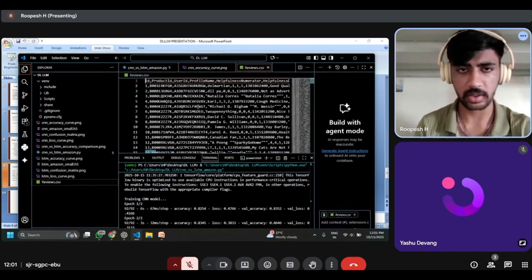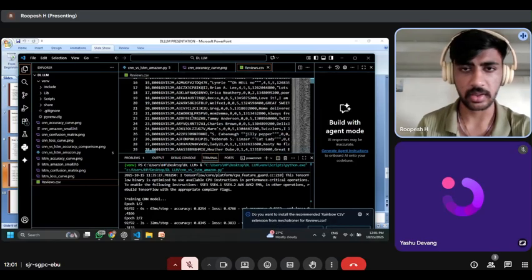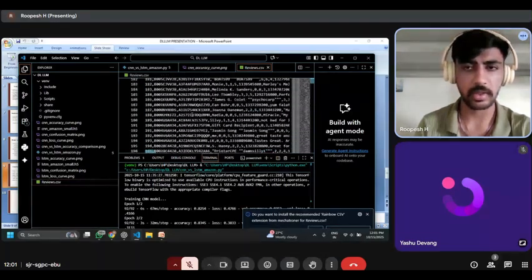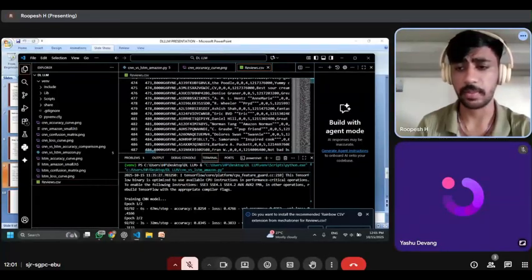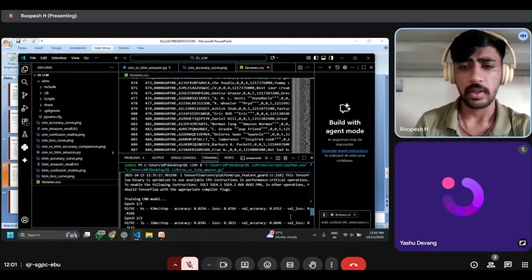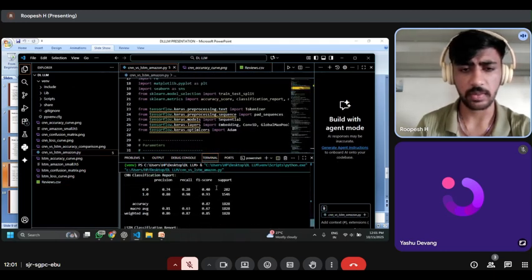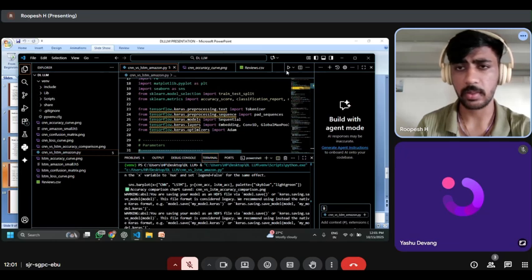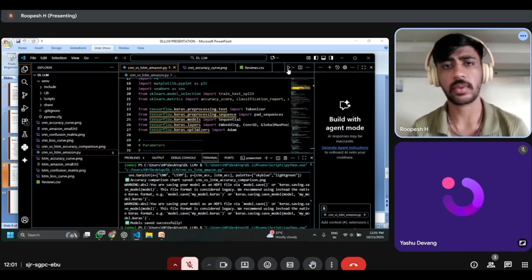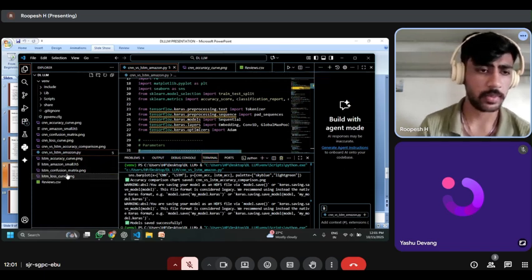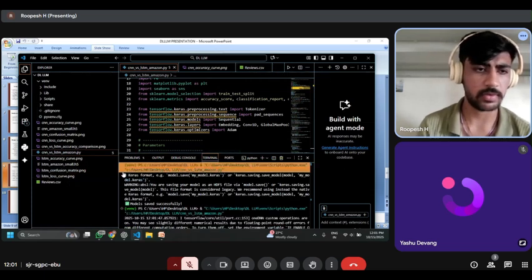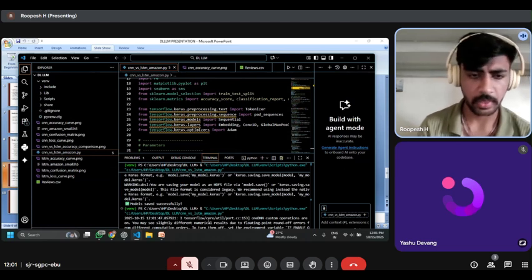Wait a second, it's getting loaded. This is the dataset, and it is a very large dataset. So I've reduced the reading to 35,000, so it will take only 35,000 inputs. I'll run it now. This is the reviews CSV. I've converted it into a CSV file and placed it over here.